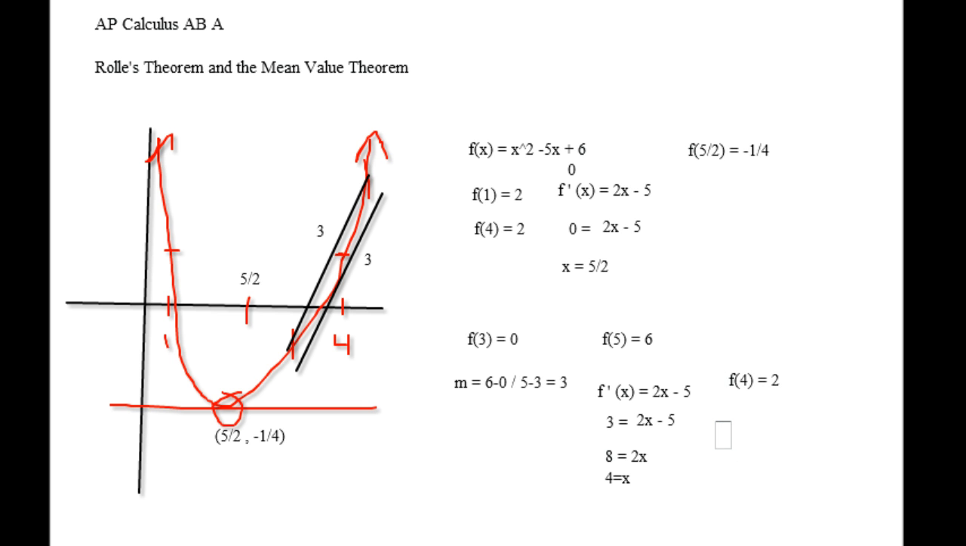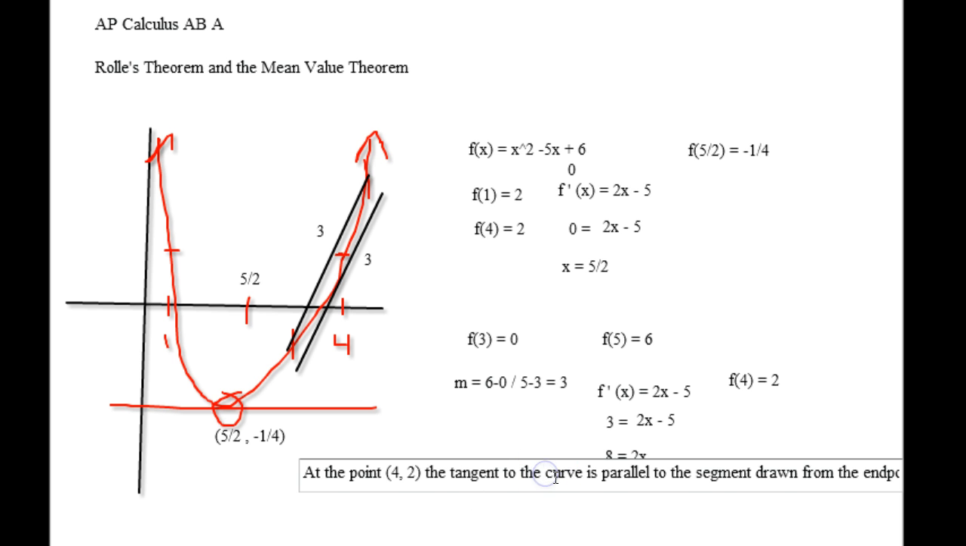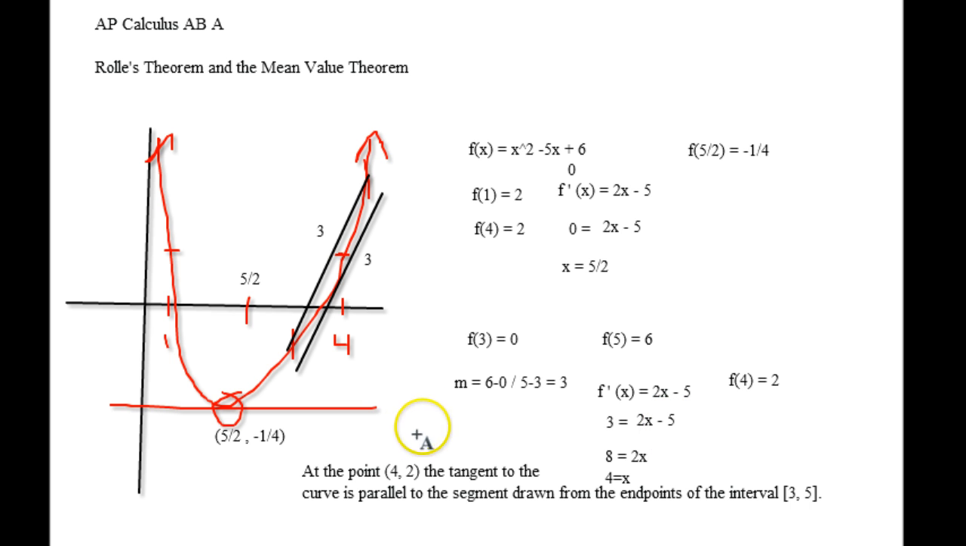Okay, and so what that is saying is, at the point 4, 2, the tangent to the curved line is parallel to the segment drawn from the endpoints of the interval 3, 5. I'm sorry, 3, 5. I was saying 6 and stuff. Okay, and so what that's saying is that this point is going to be 4, 2, which with my crappy drawing looks pretty decent, or at least somewhat decent. Okay? Alright. So that's all set up, and that's exactly how it works. It's a gorgeous little thing that actually works.